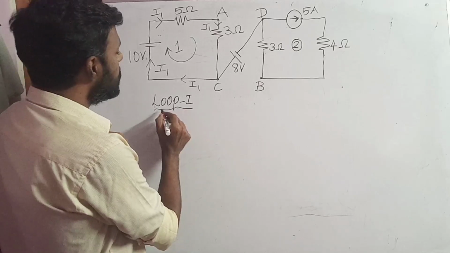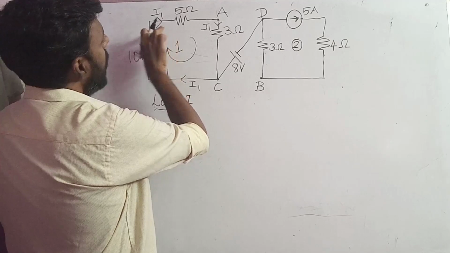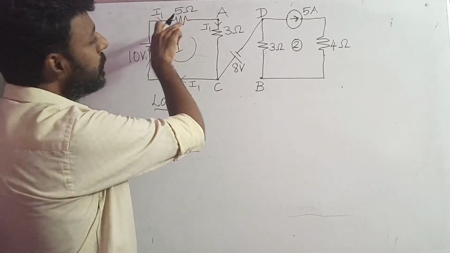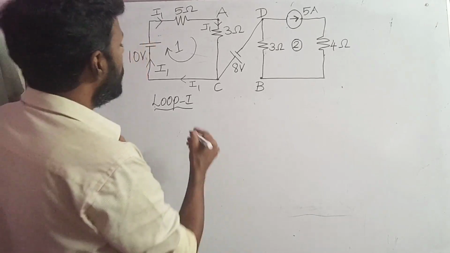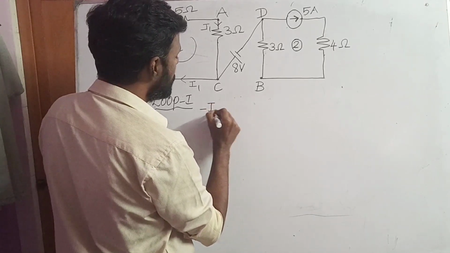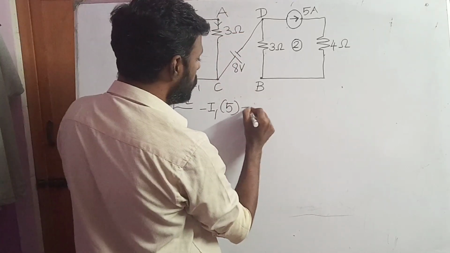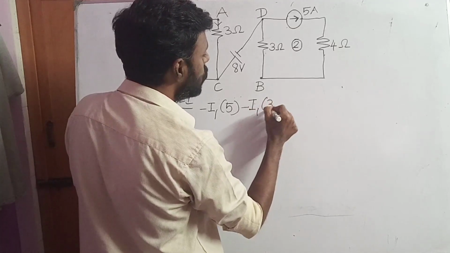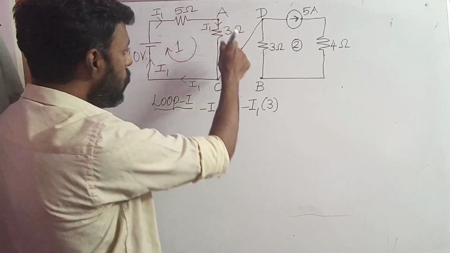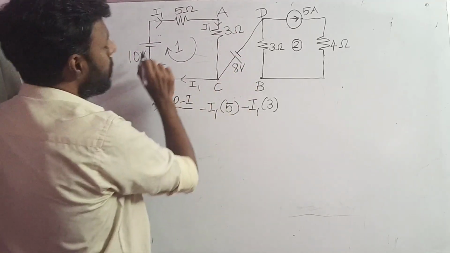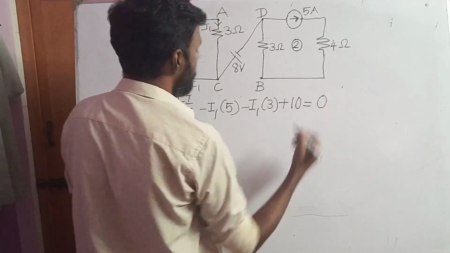Now I am considering loop 1 using the voltage law. Here I1 is flowing through the 5 ohm resistor, so it will be minus I1 into 5, minus I1 into 3, minus I1 into 5, minus I1 into 3, and plus 10 equal to 0.